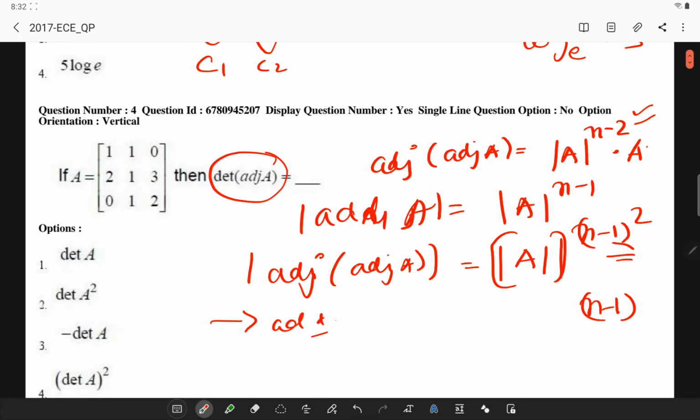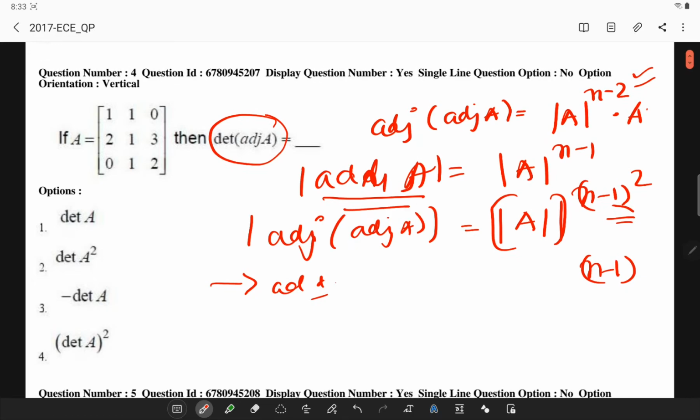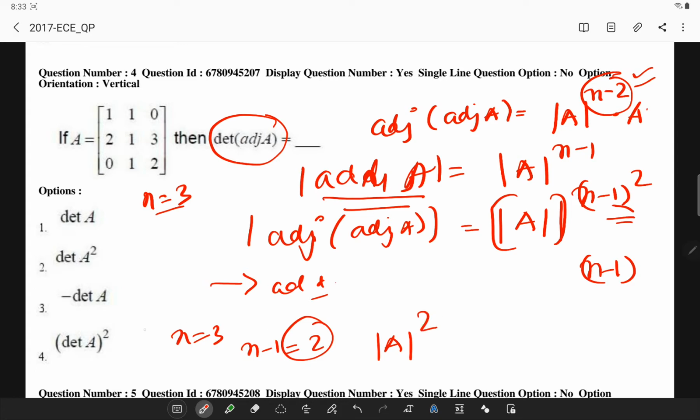Okay, so here he has asked about this question. Since n is 3 in this case, n minus 1 will be 2. So simply det A whole square is my answer. Students, remember, the number of times you do adjoint, that will be the power of the determinant.